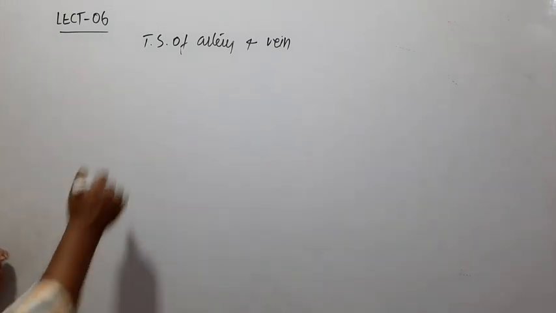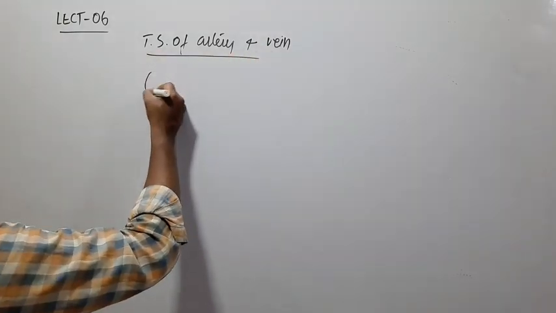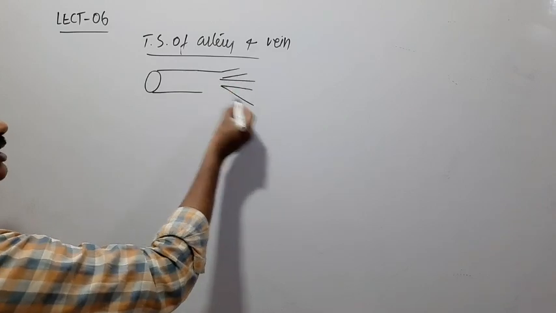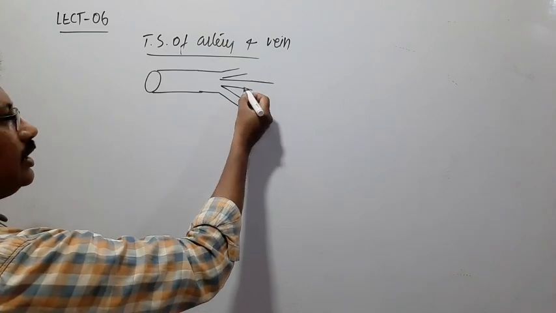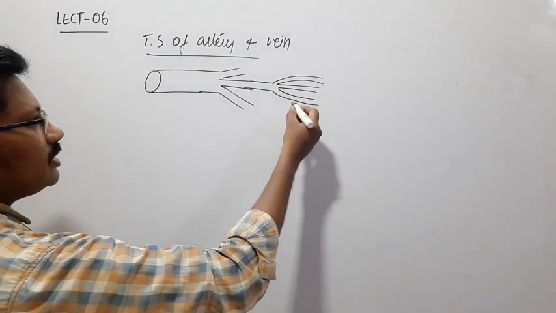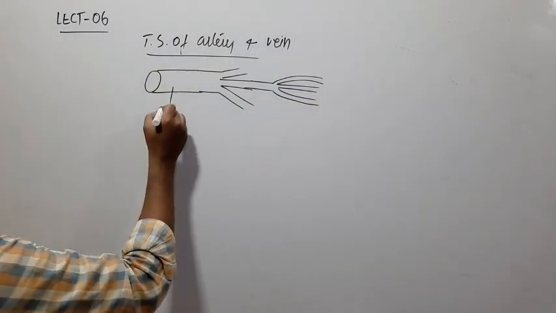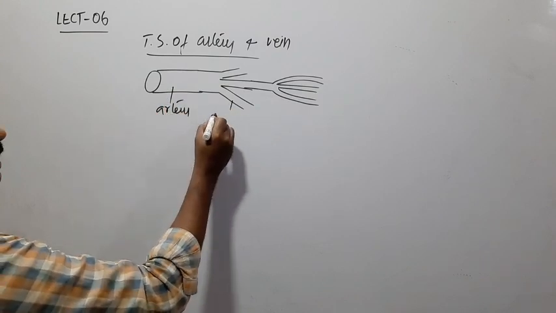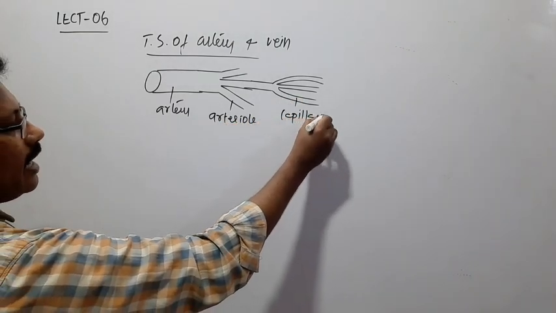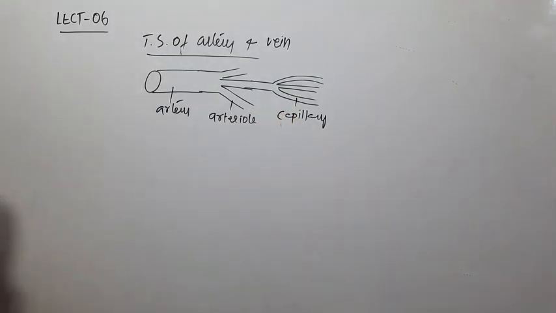I have already mentioned in the earlier sessions that arteries have a bigger diameter and they divide into smaller branches, which we call arterioles, and each arteriole again divides into much smaller branches, which we call capillaries. So this is artery, this is arteriole, and this is a capillary. And we know that all these capillaries will reunite to form a venule, and other venules unite to form a vein. Now we'll see the transverse section.